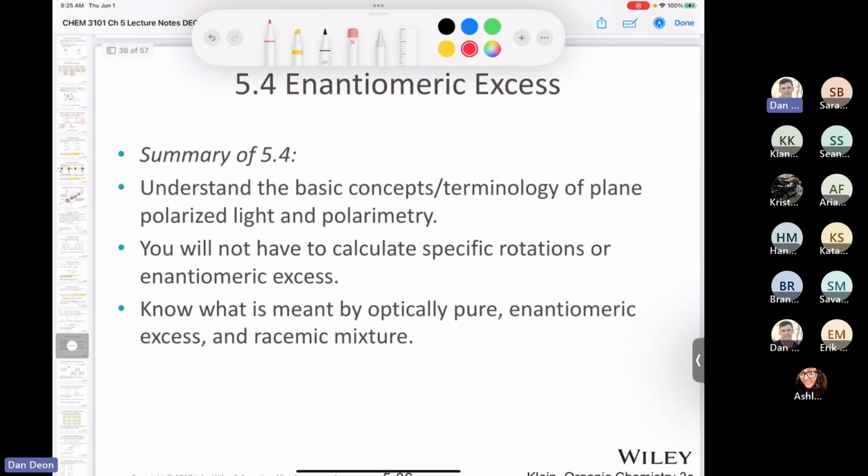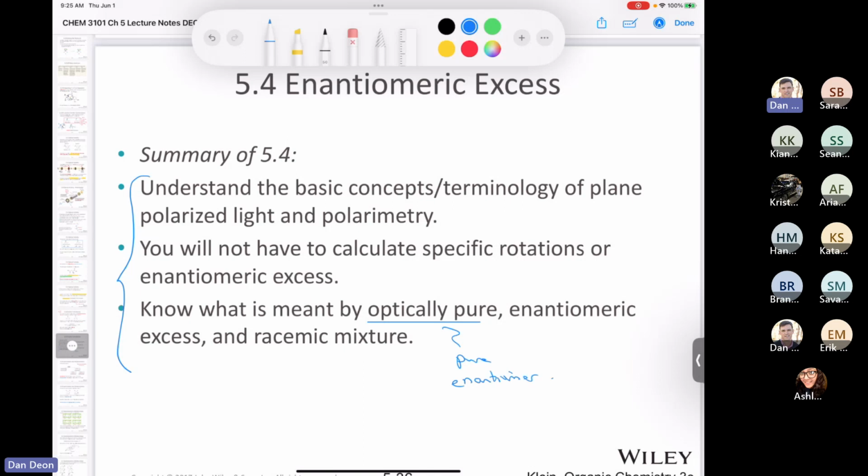So if you're wondering, what do I need to know? This is the basics. You need to understand what polarized light is. You need to be able to understand that a chiral compound is going to rotate plane polarized light in one direction. The enantiomer is going to rotate it an equal amount, but in the opposite direction. You can't predict positive or negative. You should know what optically pure means. That means just a pure enantiomer.